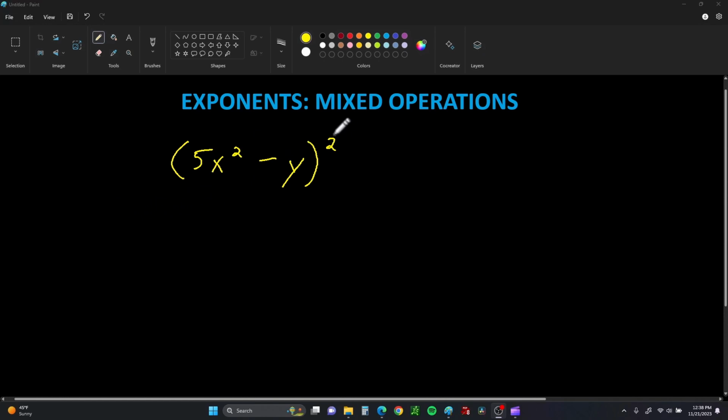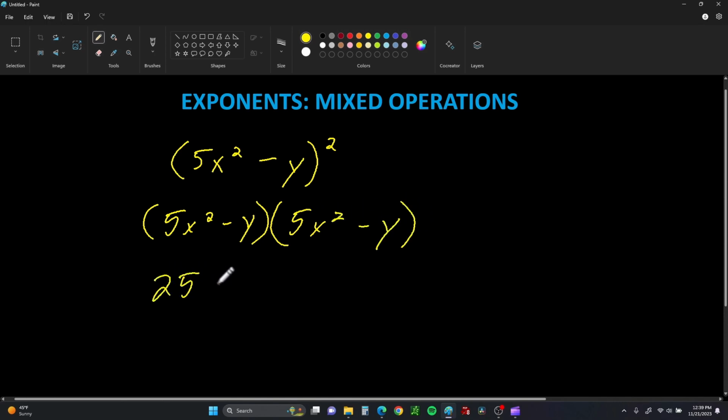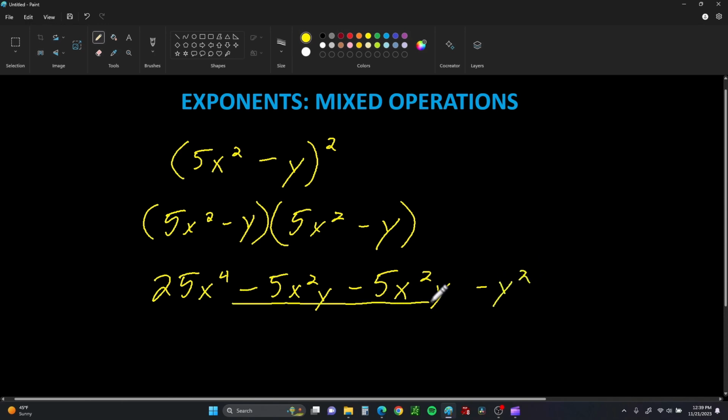Okay, so here again, we have a binomial times itself. So we have 5x squared minus y and 5x squared minus y. Then when we multiply, we get 25x to the fourth minus 5x squared y minus 5x squared y plus y squared. And I combine like terms. And this is the final answer.